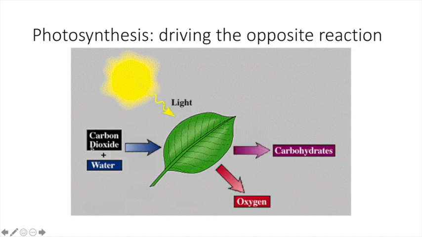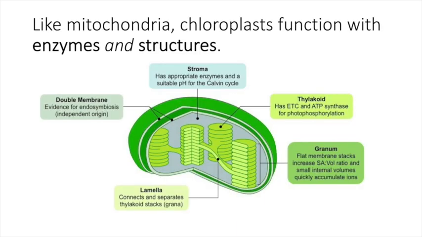Photosynthesis, as you can see here, the reactants, the things you start with, are carbon dioxide and water. You add in an energy source, in this case light. You use that to make carbohydrates like glucose and oxygen. It's basically the reaction for cellular respiration flipped around the other way.